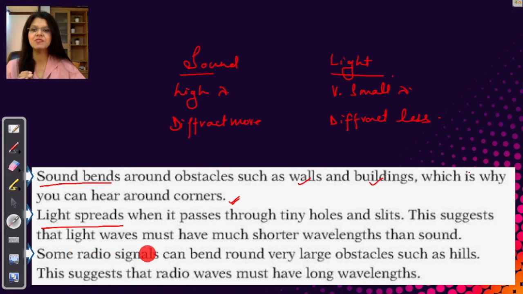Similarly, the radio signals, the signals which are caught by the radio devices, can bend around so much because they have a long wavelength. They can bend around hills, buildings, and therefore the radio signals can be caught anywhere and you can listen to your music. Alright, very important point.